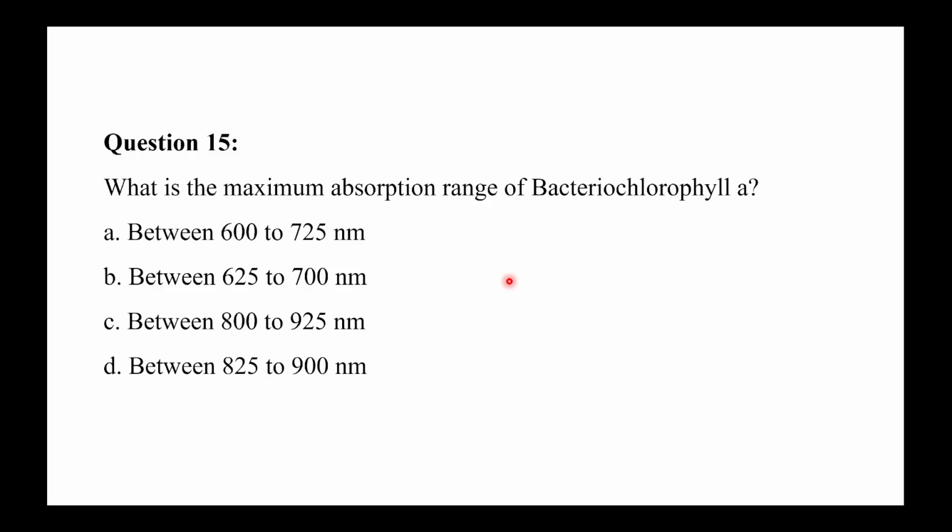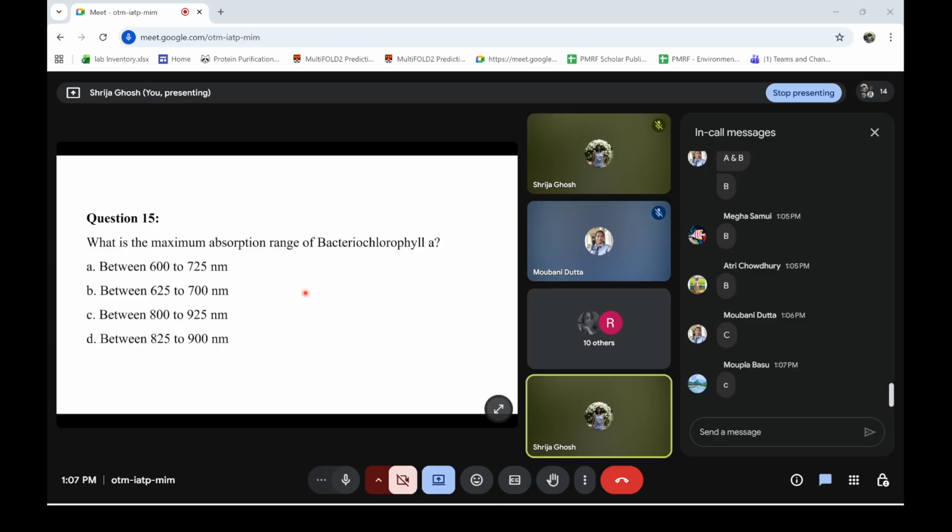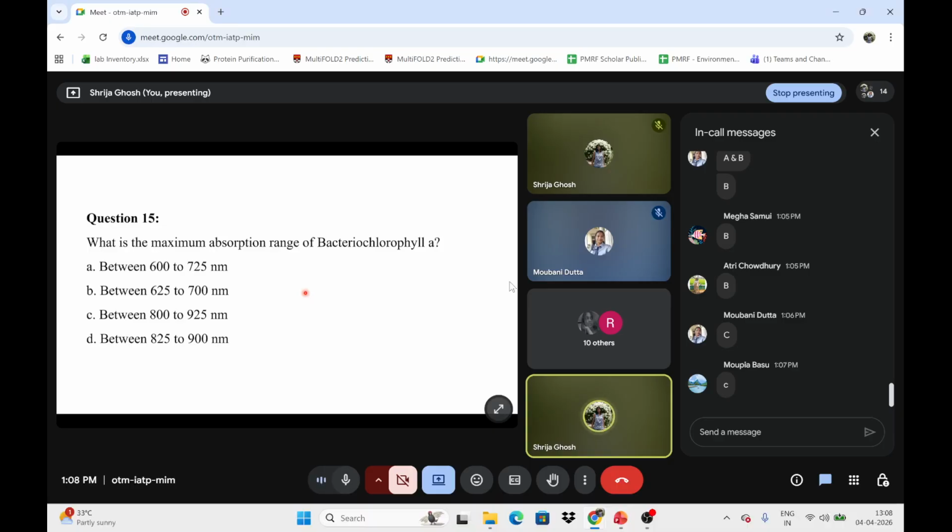All of you write your answers in the chat box. What do you think would be the correct answer? Maximum absorption range of bacteriochlorophyll A. 600 to 725, 625 to 700, 800 to 925, and 825 to 900 nanometer. Which of the following is the correct answer? I can see two answers in the chat box. What about others?